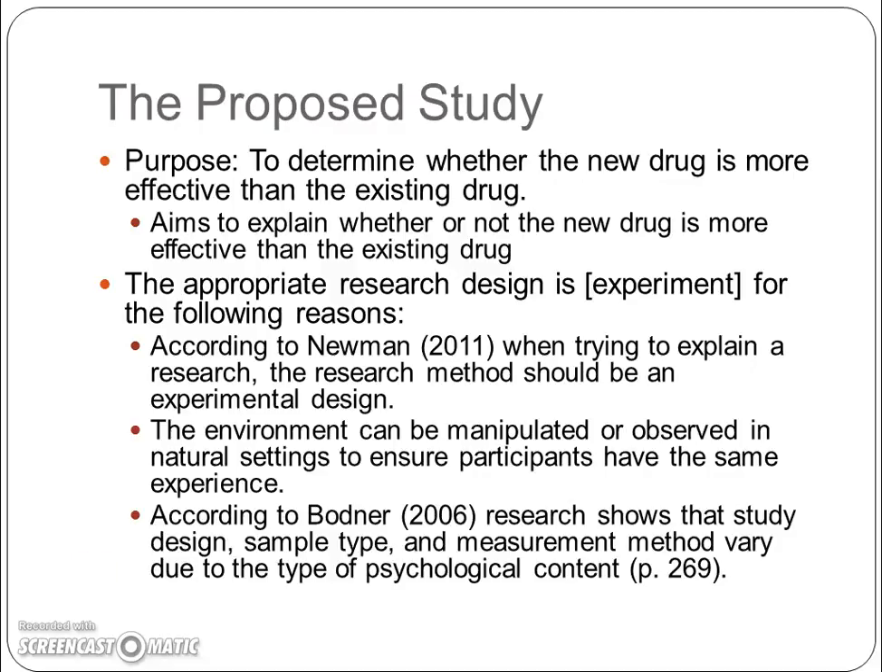And the third, according to Bodner, research shows that the study design, sample type, and measurement method vary due to type of psychological content. No one typical research design portrays diversity in psychology, but the characteristics in the study show diversity. Experimental psychology is used because it includes diverse characteristics in an independent variable, dependent variable, control group, and experimental group. And now we will talk about the proposed methods.